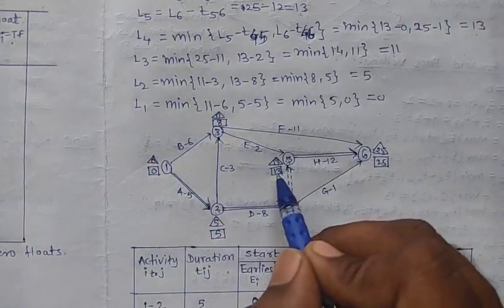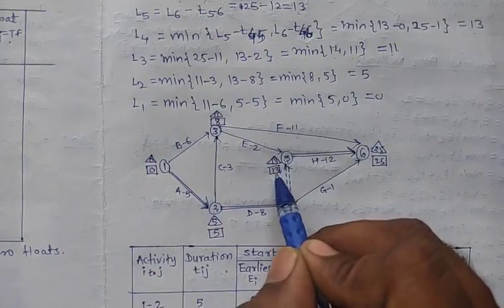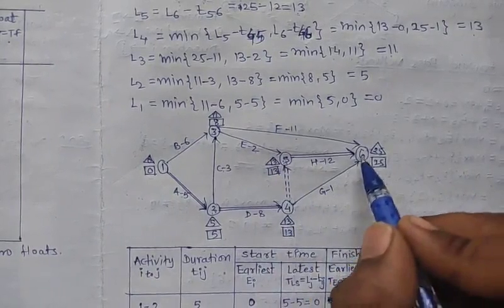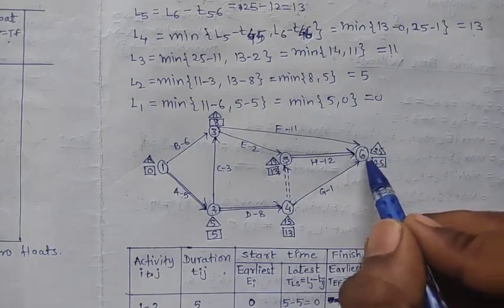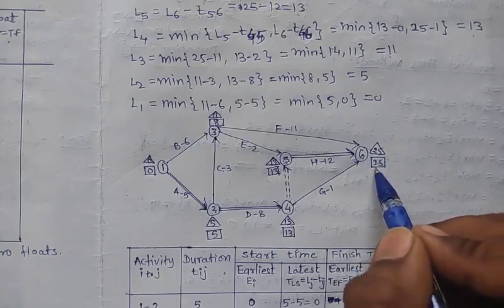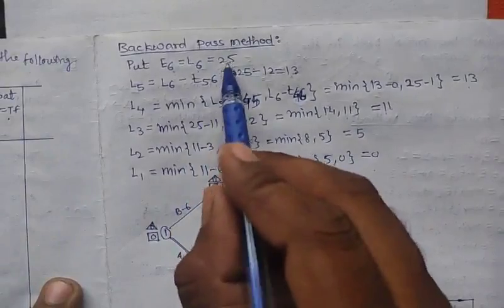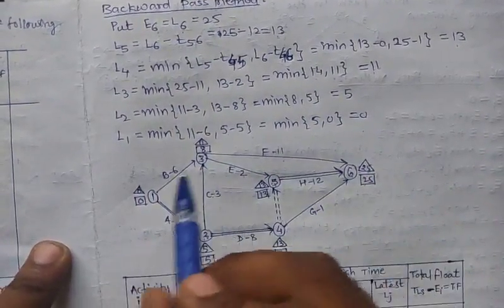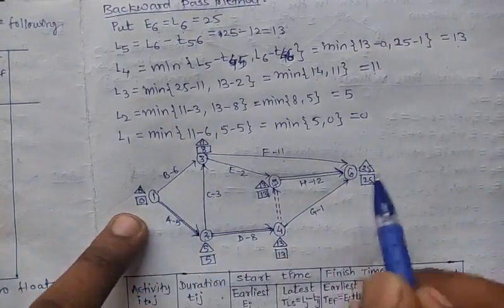So this is 13. So 13 is L5 and this is E5. So here E4 has value 13 and L4 has value 13 and this is for last sixth event. So L6 is 25 and E6 is again 25, right? So here let's see 25. So L6 E6 is 25. So last and first event value must be same.